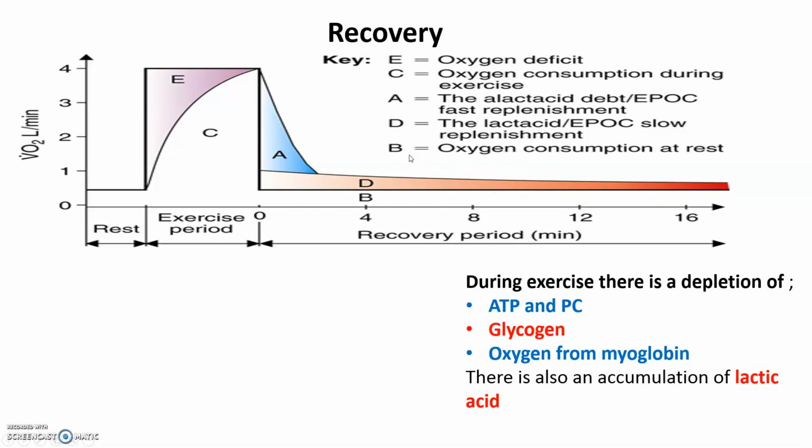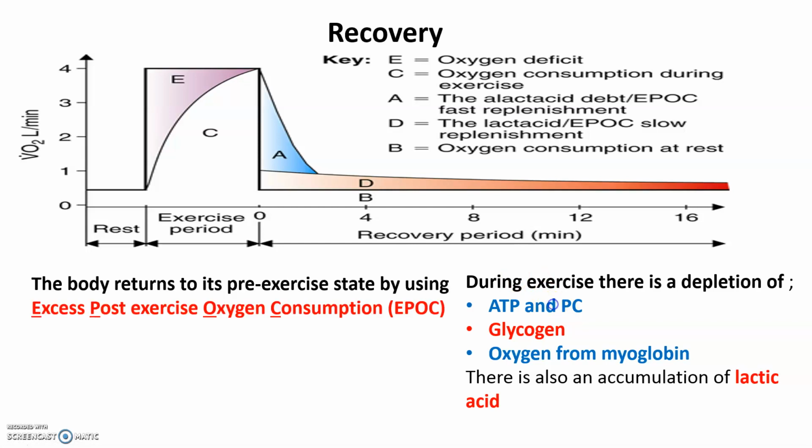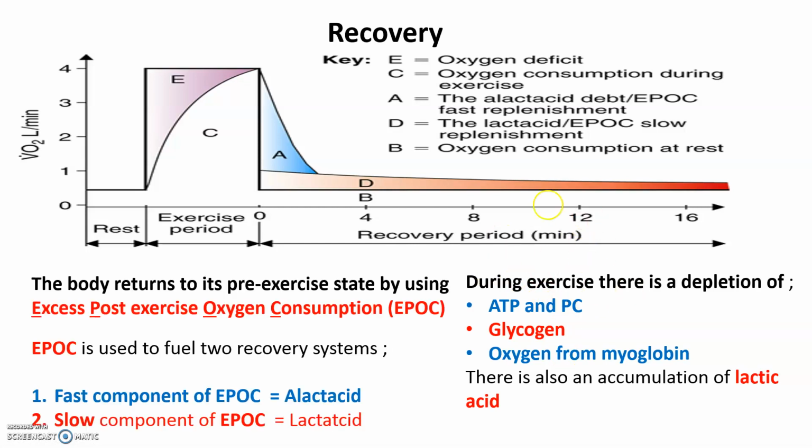So again, as we've already stated, when we exercise, certain things deplete. We have this depletion of ATP and PC stores and oxygen from myoglobin that we get back. This we looked at in yesterday's lesson, and the focus of today's slow component is going to be this glycogen here, and also what happens to this lactic acid that we get here.